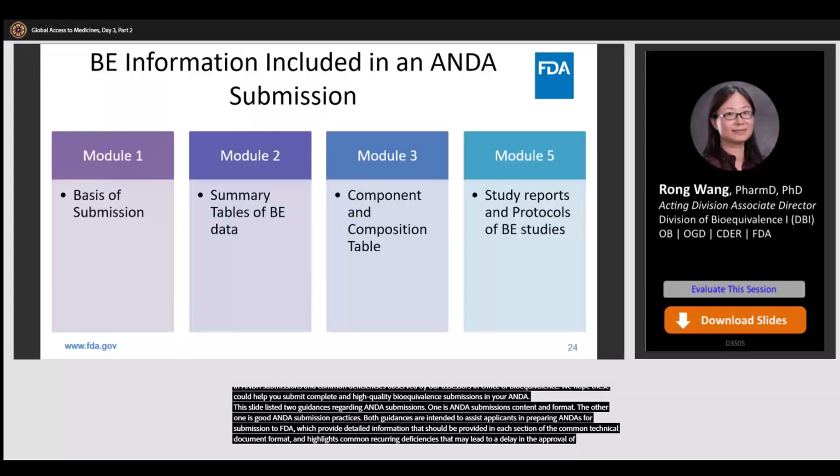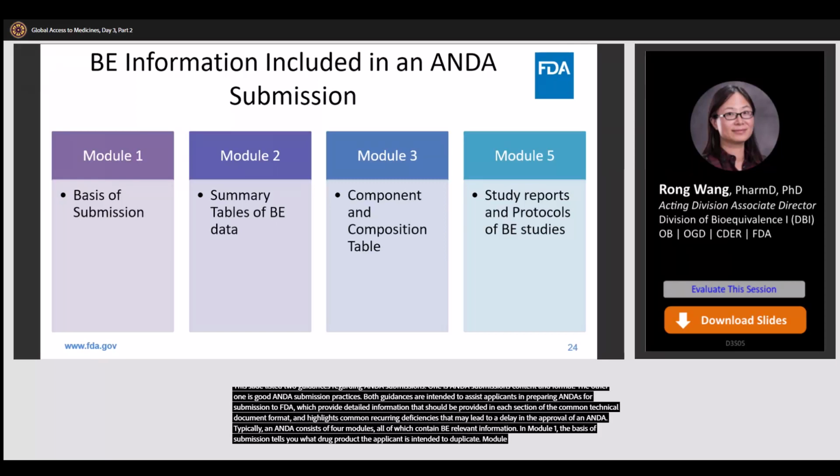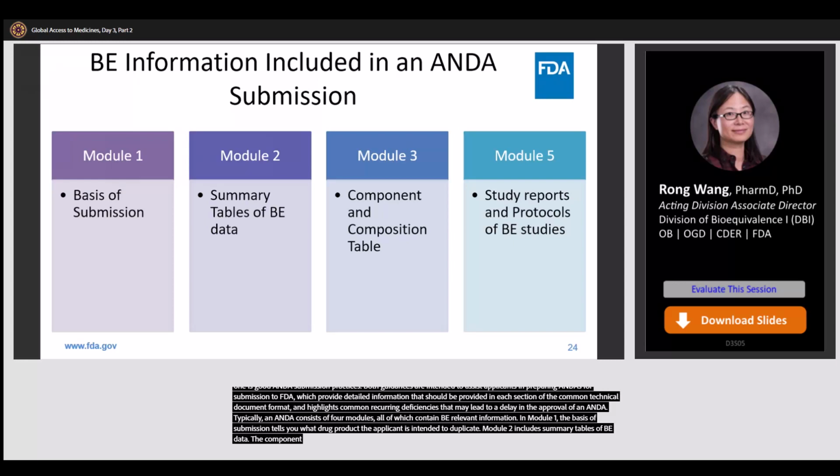Typically, an ANDA consists of 4 modules, all of which contain BE-relevant information. In Module 1, the basis of submission tells you what drug product the applicant intends to duplicate. Module 2 includes summary tables of BE data. The component and composition table of the test formulation is usually included in Module 3. Module 5 includes study reports and the protocols of BE studies.